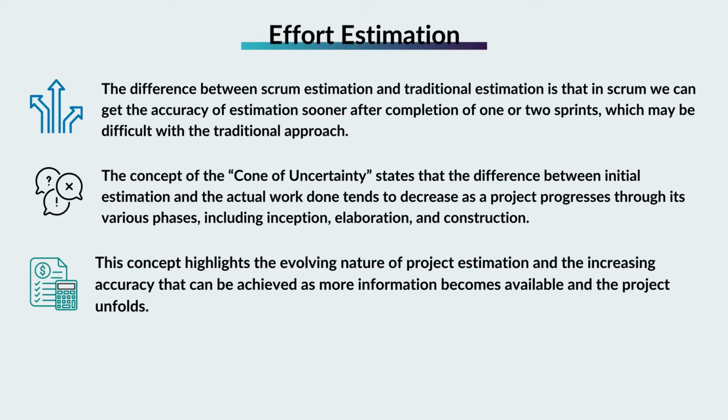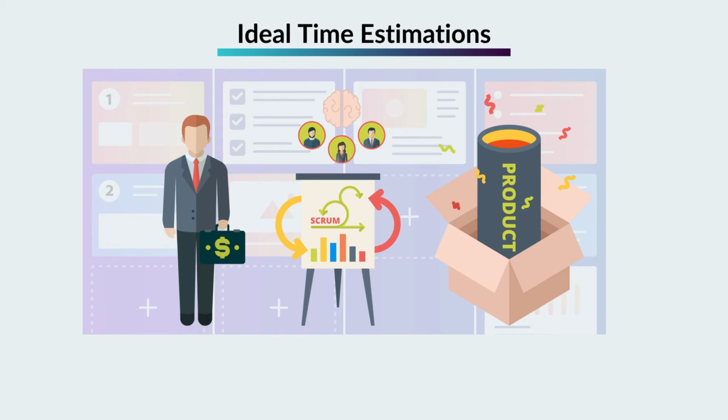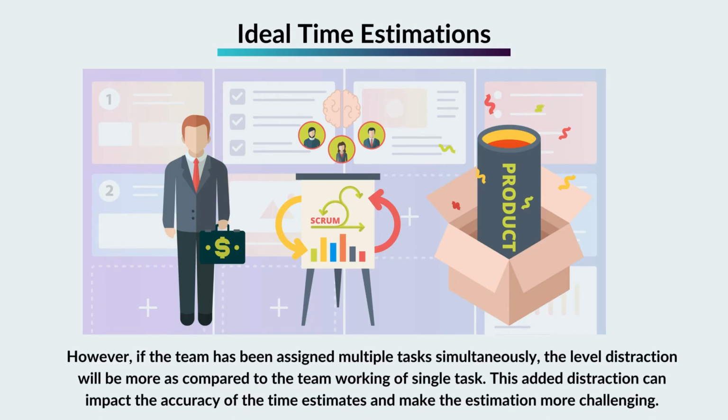Ideal time estimations. Ideal time estimation is the most commonly used technique for estimating the duration of a task. The team involved in performing the actual work provides the estimation of how much time it would take to complete without interruptions or distractions. However, if the team has been assigned multiple tasks simultaneously, the level of distraction will be higher as compared to the team working on a single task. This added distraction can impact the accuracy of the time estimates and make the estimation more challenging.